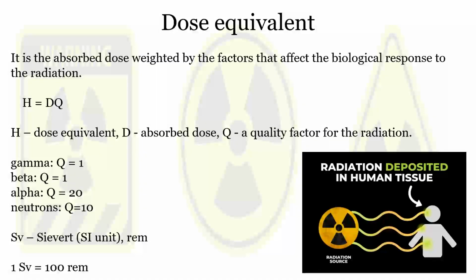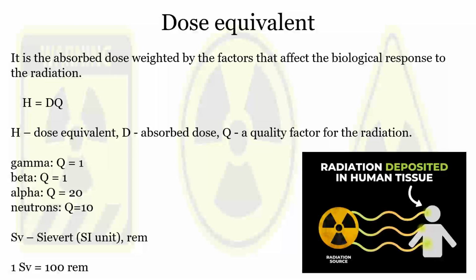Dose equivalent. Dose equivalent is a special concept which takes into account not only the absorbed dose, but the effect of the particular radiation at producing biological damage. It is the absorbed dose weighted by the factors that affect the biological response to the radiation. It is usually defined by the simple equality which you see on the screen: H equals D times Q, where D is absorbed dose and Q is the quality factor for the radiation.